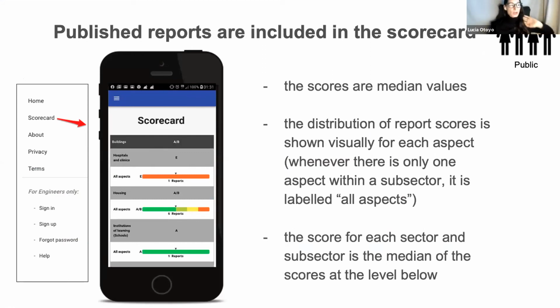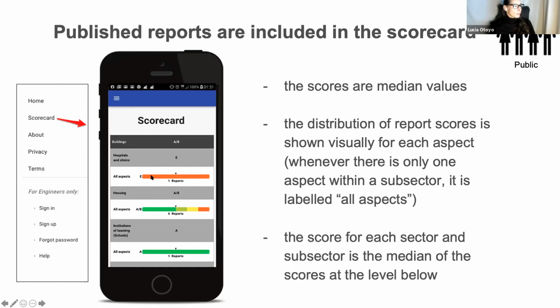And this is the reason why all the reports are submitted in the first place, so we can have a scorecard of all of them, and we can see where particular sectors, subsectors, or particular aspects need our attention. So the dark within the table, the dark gray represents the sector, the light gray is the subsector, and the white ones are the aspects. If a particular subsector only has one aspect, it is named all aspects.